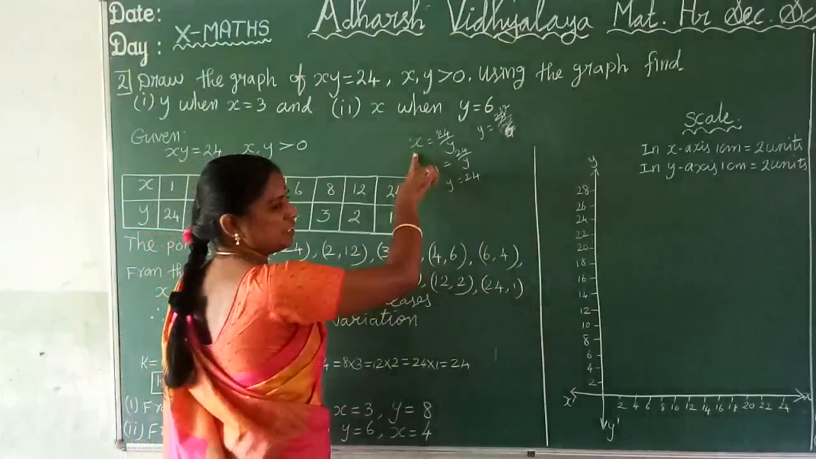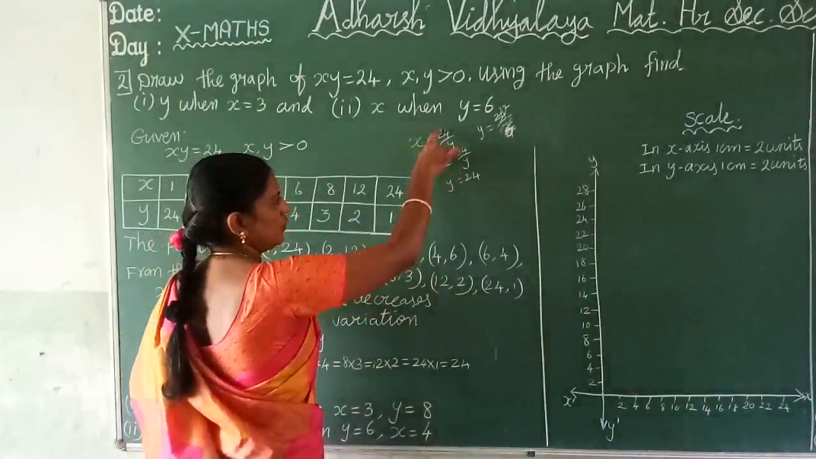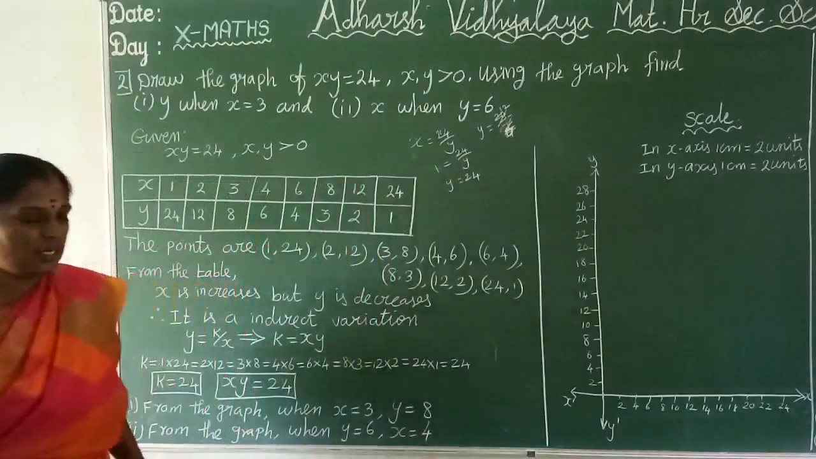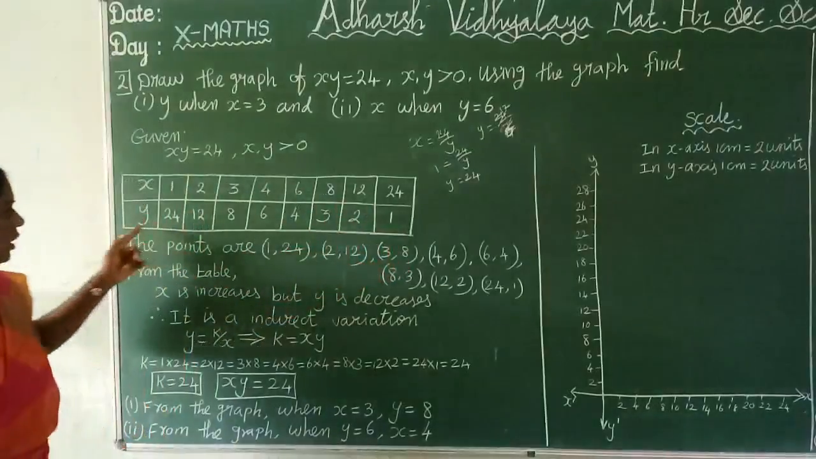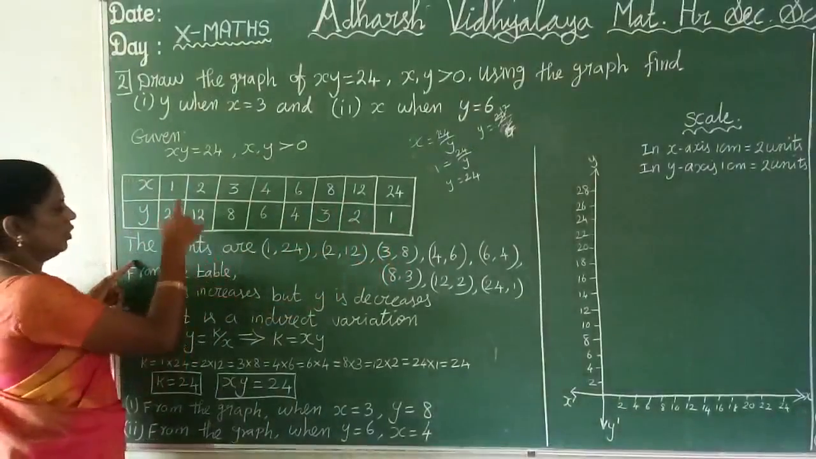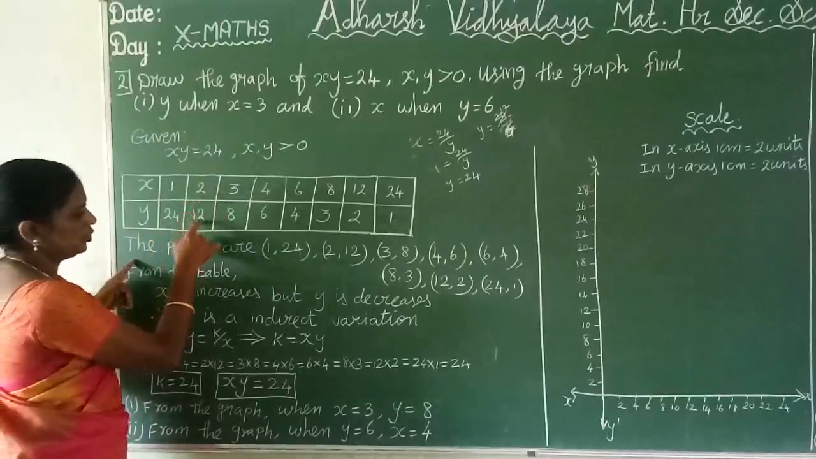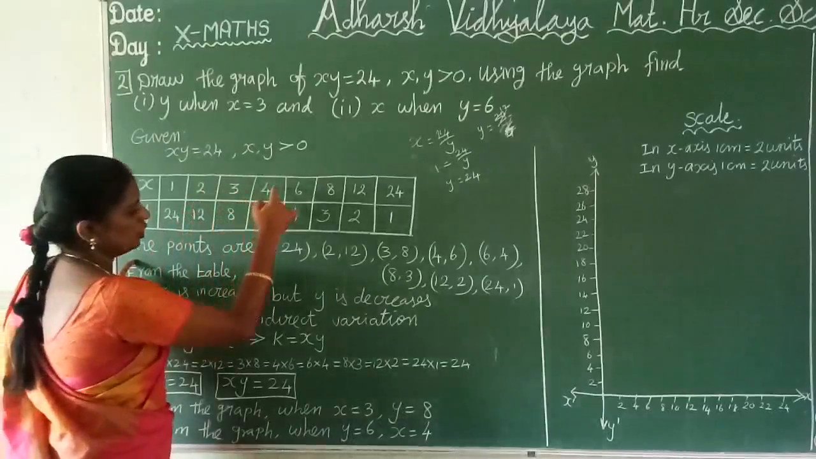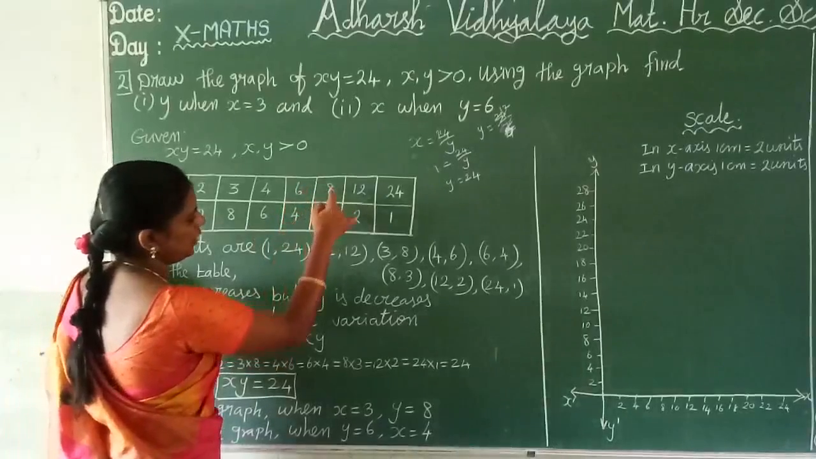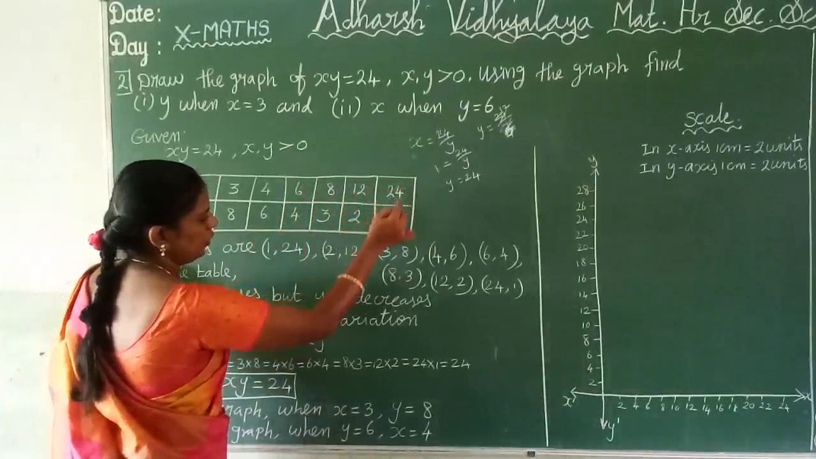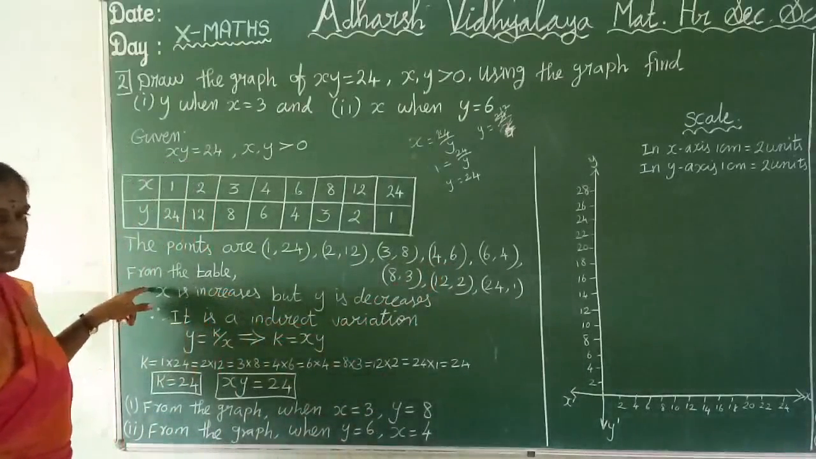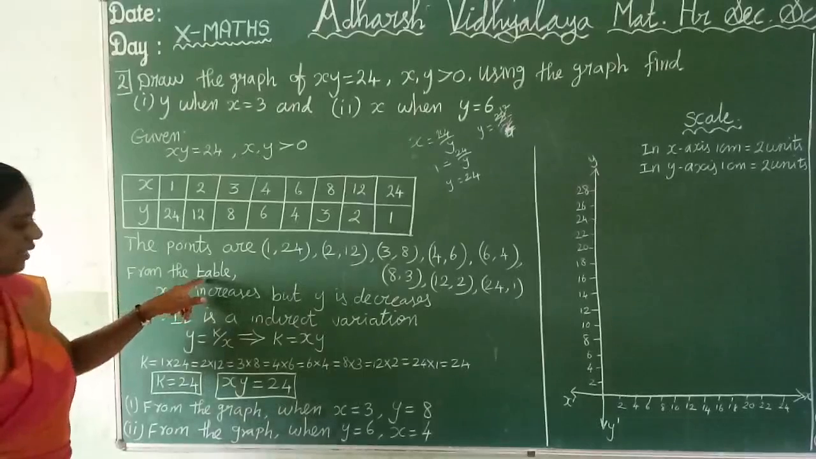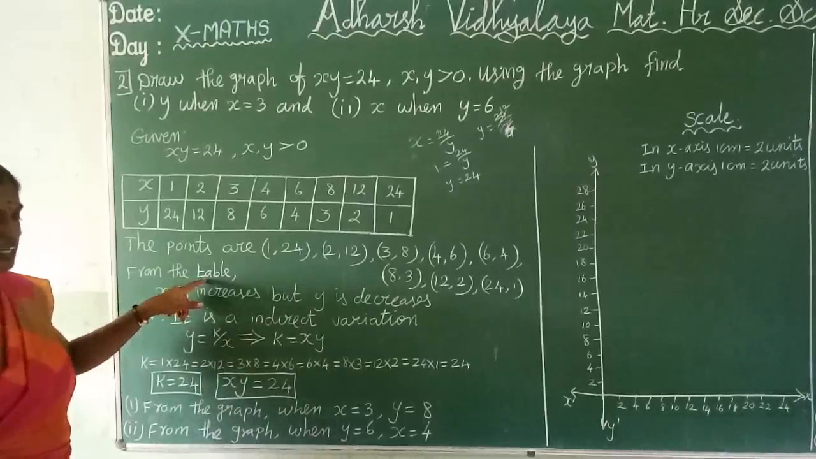Otherwise, select these equations. You apply the y value and get the x answer. Our choice, we take any one variable and complete the tabular column. At last we get the points: (1, 24), (2, 12), (3, 8), (4, 6), (6, 4), (8, 3), (12, 2), (24, 1). Next step, using the table, is it a direct variation or indirect variation?